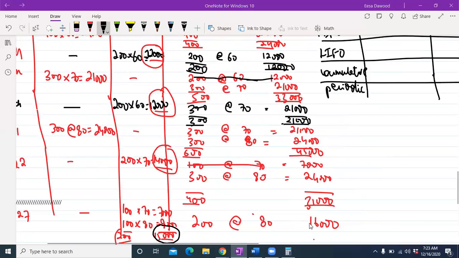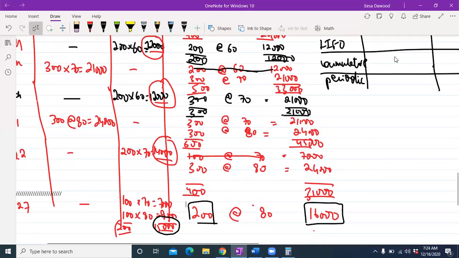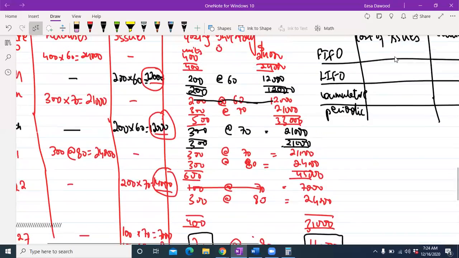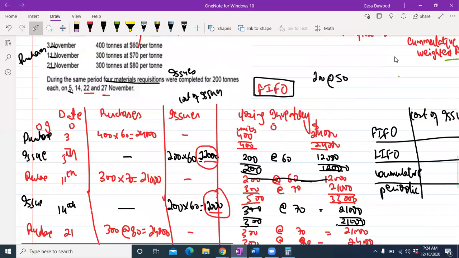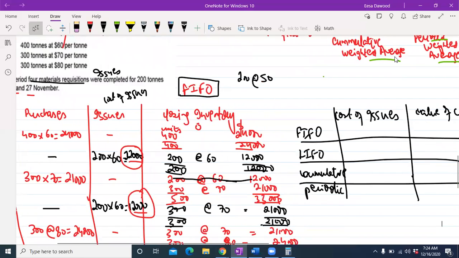$53,000. And what is the value of closing inventory under FIFO method? At the end of the period, we have 200 units in the inventory at 80, which means the value of inventory is 16,000. So the cost of issues is 53,000 and the value of closing inventory is 16,000.